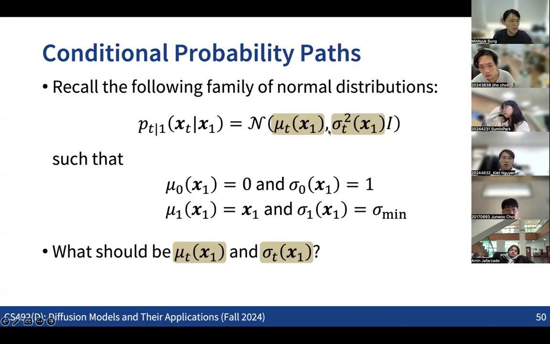So we discussed the general form of this family of conditional probability paths, and we could consider any function for the mean and the variance if they satisfy these constraints, right? And what would be some examples that satisfy those constraints? Any ideas for the mean function and the variance function here?